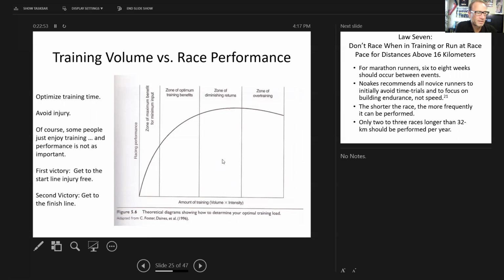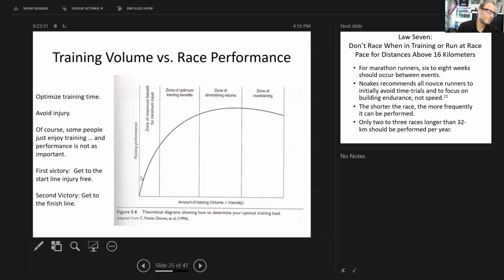At some times of the year, you reach what's called an off season, even if you're not an elite athlete. You may, as an age grouper, say, "Oh, this is my off season." That's the time to really take a step back and make sure that the person is enjoying the training, enjoying the process, because that is the key to long-term success. First victory, I've said this a few times, get to the start line injury-free. Second victory, get to the finish with your performance goals in mind, and that would be having your best fitness when you get to the race.